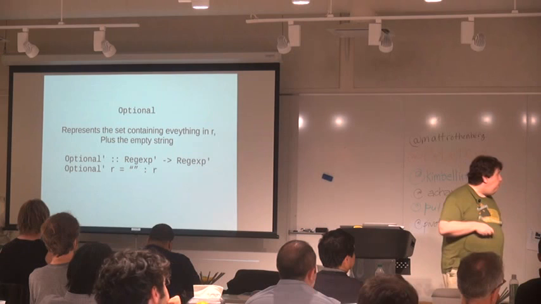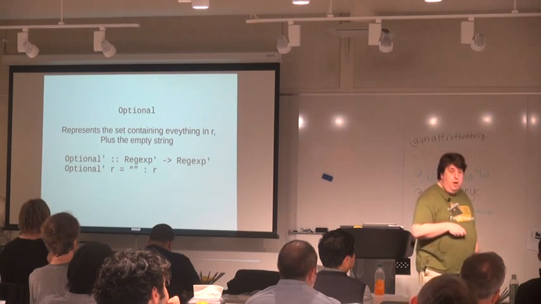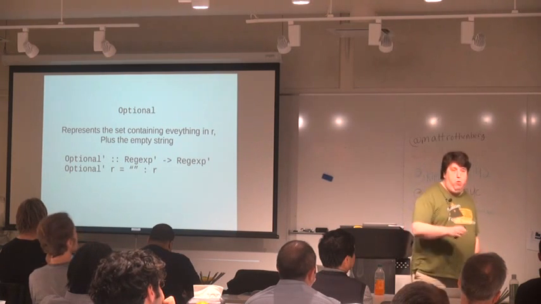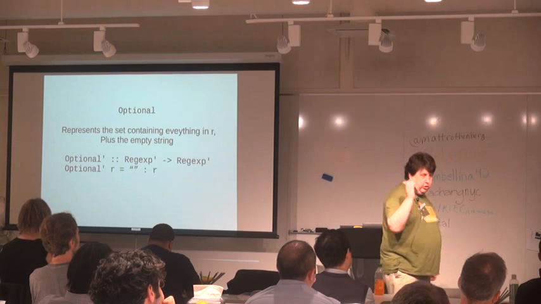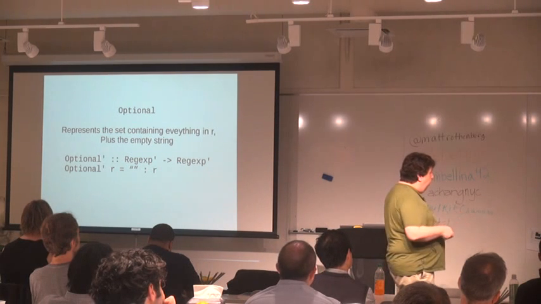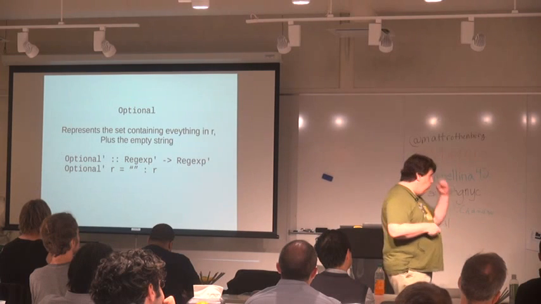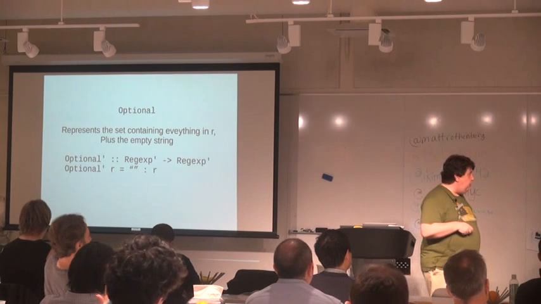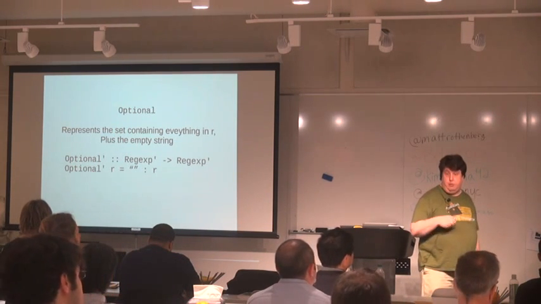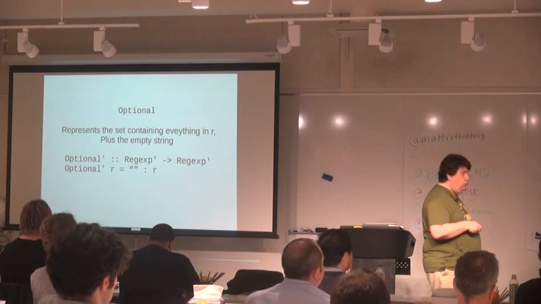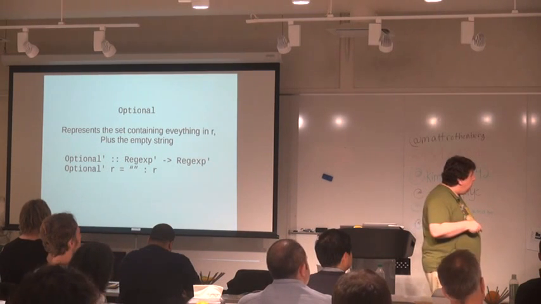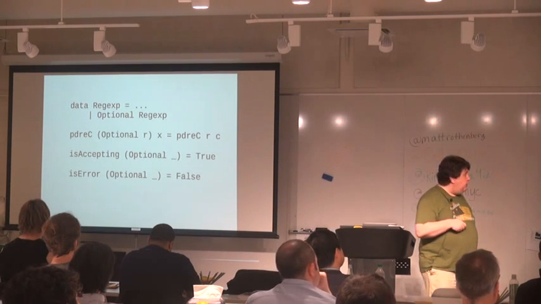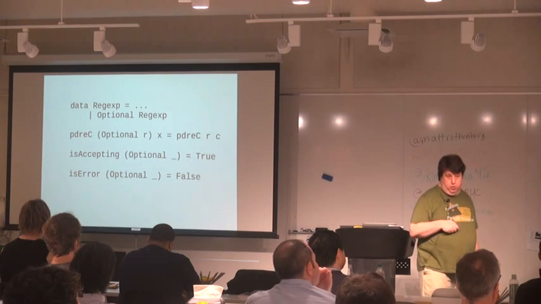Optional represents the set of everything contained in R plus the empty string. So we can always accept at that point. We can always skip over whatever the regular expression would match and just accept where we are now. So in our list representation, our intuition pump, optional of a regular expression is just whatever list of strings we otherwise accept plus the empty string. We just cons the empty string on. So we add our optional data constructor. This now takes a regular expression as its argument, notice.